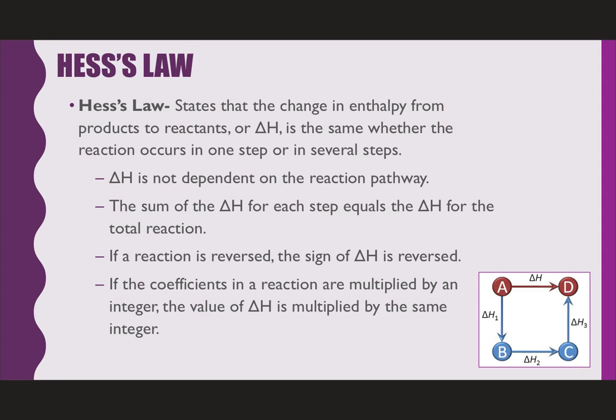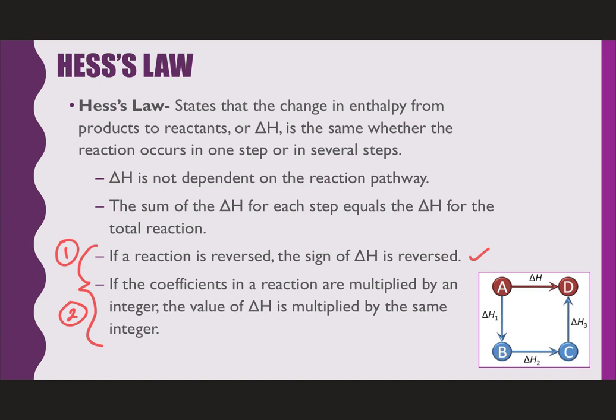So there are a couple of rules here that we need to cover. The first is if the reaction is reversed, then the sign of delta H must be reversed, and we'll practice this later. If the coefficients in a reaction are multiplied by some whole number integer, then the value of the delta H must also be multiplied by that same integer. And then you just need to make sure that everything cancels out. That might be something called an intermediate. And then we find our final delta H for the total process, rather than just a specific reaction.